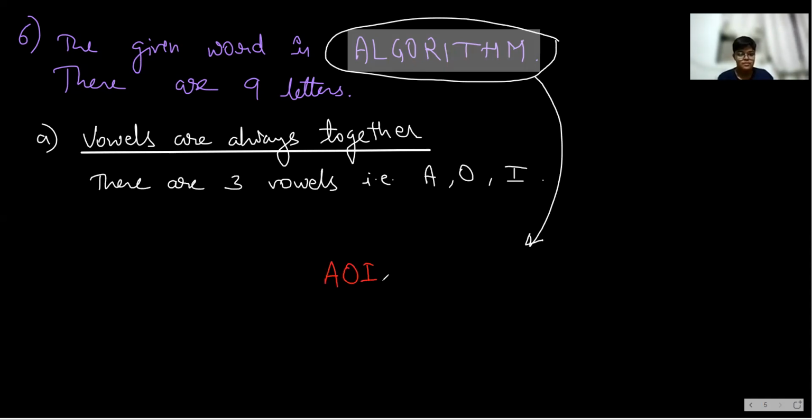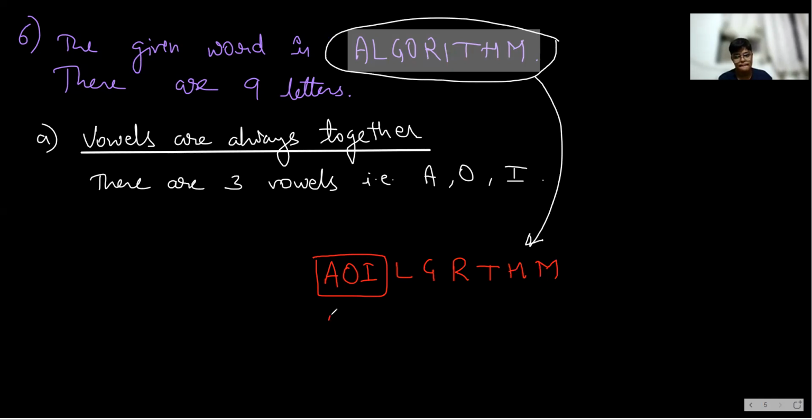A, O, I, L, G, R, T, H, M. See, this is the kind of arrangement they want. You understand? This is an arrangement of the letters of the word algorithm. And what is happening? A, O, I, the vowels are always together. Please note, this is just one arrangement.